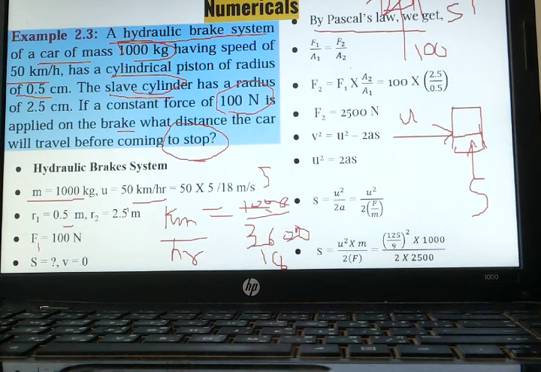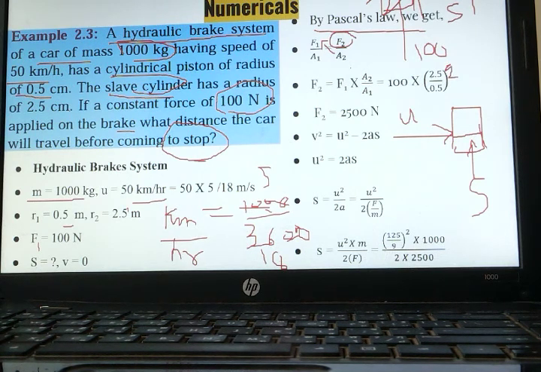We will be using this formula, that is Pascal's law. F1 upon A1 is equal to F2 upon A2. F2 we have to find out. F1 is already there. 100 Newton has been given as F1. So what we will be doing? We will be taking A2 over here. It will come in the numerator. So we will be getting F1 into A2 upon A1. F1 is 100 Newton, and it is A2, that is 2.5 upon 0.5 square.